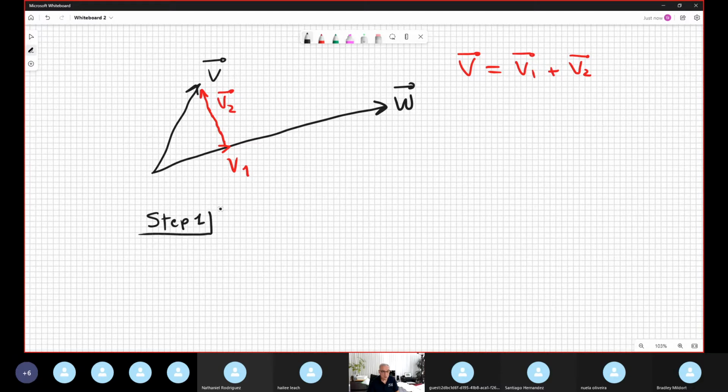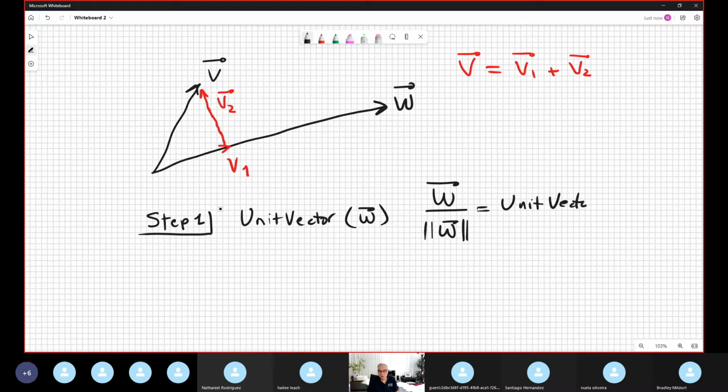Step one is you find the unit vector in the direction of vector W. This is easy. You take the vector W, find its magnitude, and divide by this. I want to call this the unit vector of W. What does that mean? It means we have a short little vector whose magnitude is 1, in the same direction.